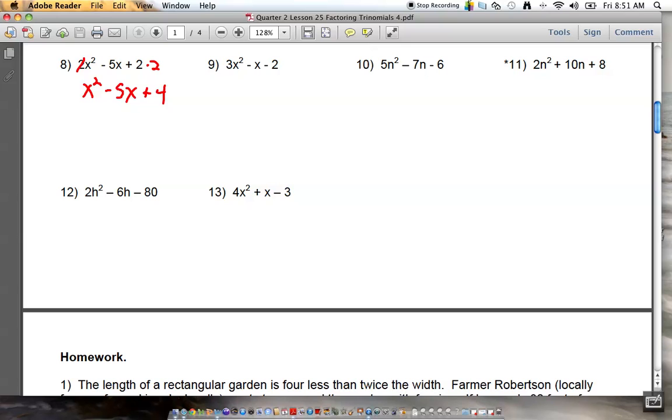Okay, so when I factor it, what do I get? X minus 4 and x minus 1. Now, as always, quick mental check. X times x is x squared, x times negative 1 is negative x. Negative 4 times x is negative 4x. Negative x and negative 4x add up to negative 5x. Negative 4 times negative 1 is positive 4.